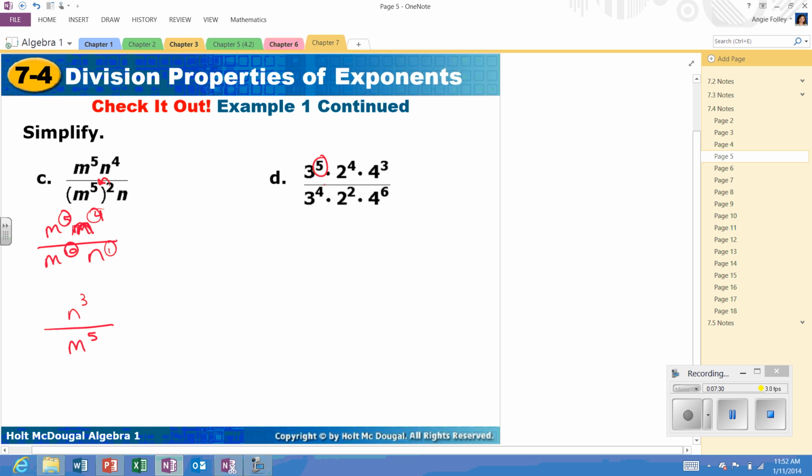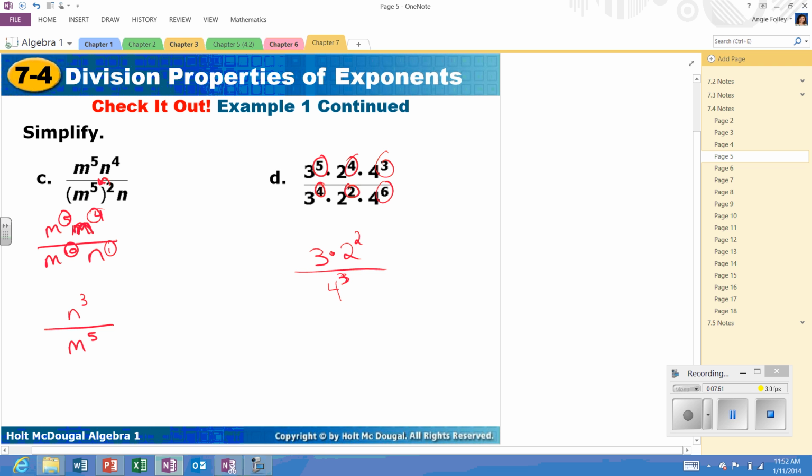Okay, next one, we've got a difference of 1, but there's more 3's in top, so that's going to stay on top, 1, 3. We've got more 2's on top. How many more? 2 more, so we're going to keep 2 2's. And then how many more 4's do we have in the bottom? Well, we have 3 more, so 4 to the 3rd.